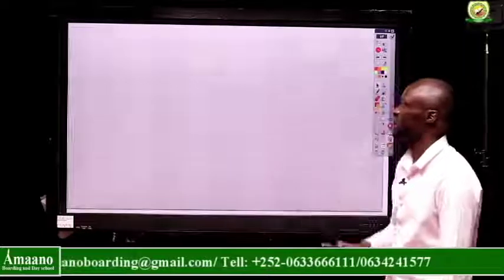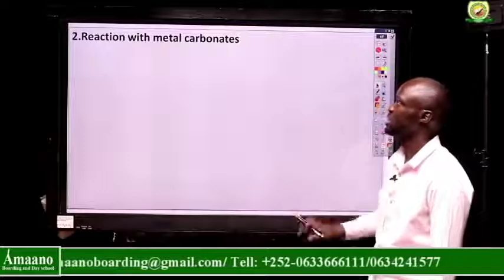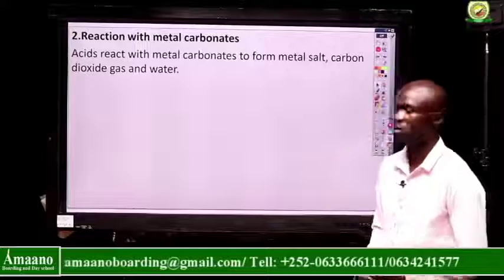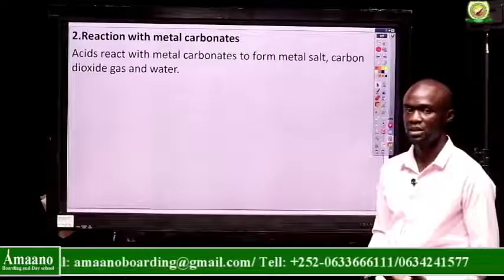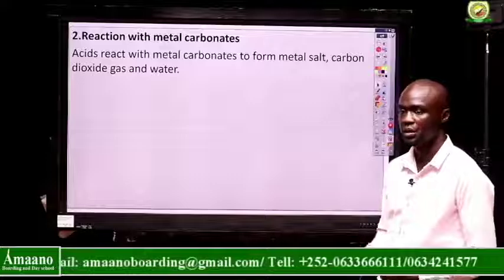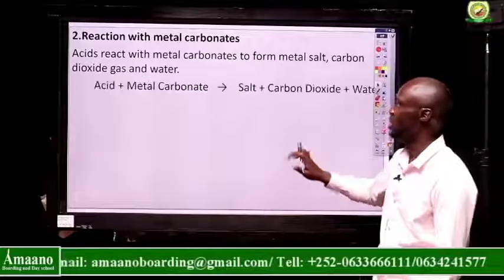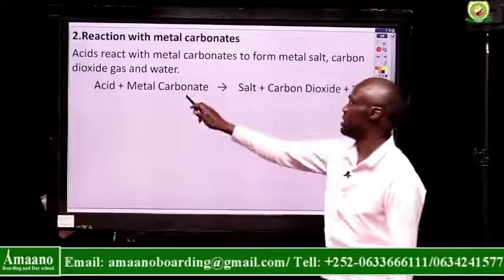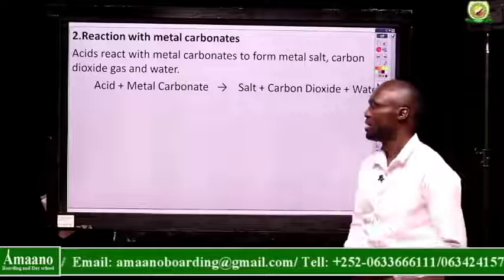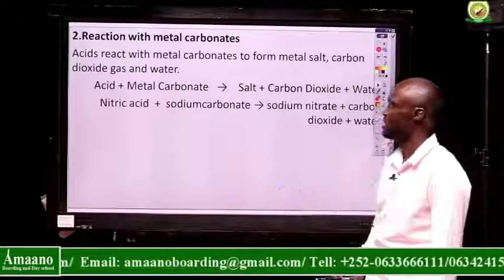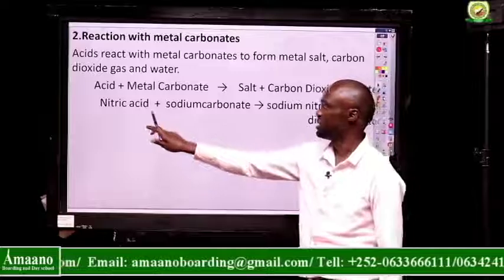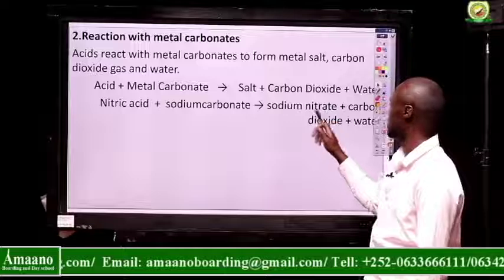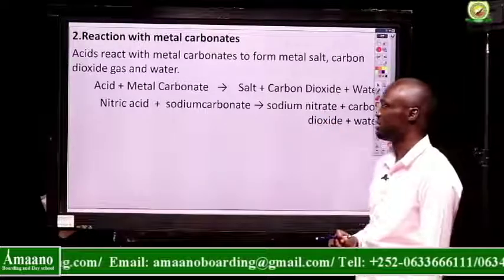We come to the second reaction, that is reaction with metal carbonates. Acids react with metal carbonates to form a metal salt, carbon dioxide, and water. Here we have our acid reacting with the metal carbonate, giving us salt, carbon dioxide, and water. Let us take this example. We have nitric acid reacting with sodium carbonate, giving us sodium nitrate, this is our salt, and carbon dioxide plus water.